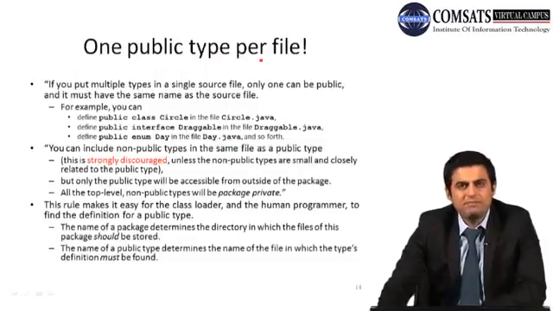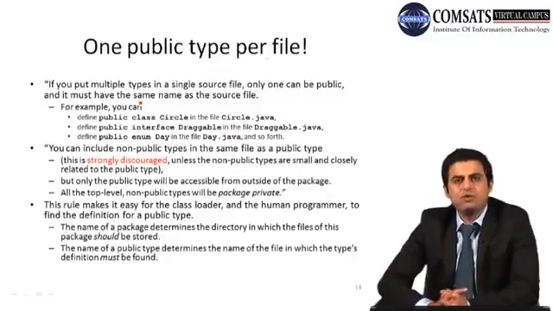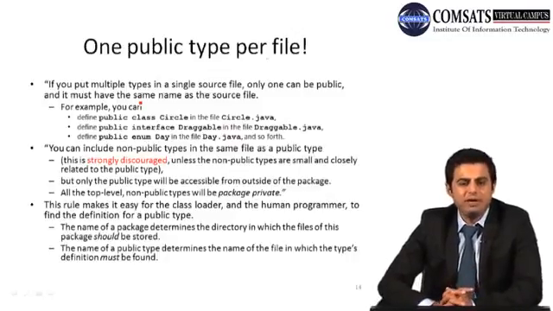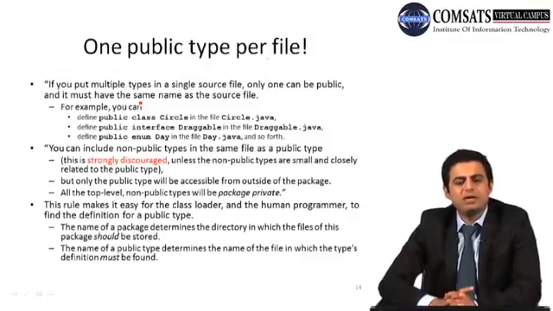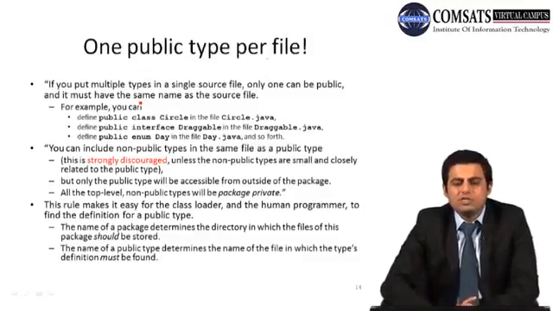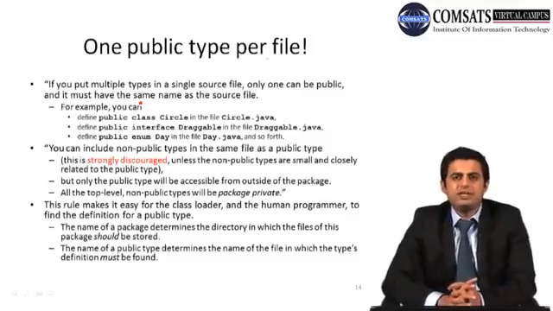Okay, one public type per file. If you put multiple types in a single source file, only one can be public, and it must have the same name as the source file. For example, you can define public class circle in the file circle.java. Okay, this is very important.